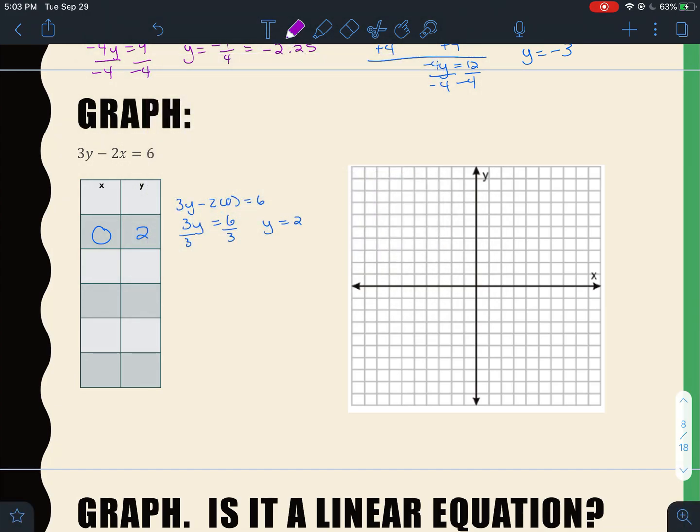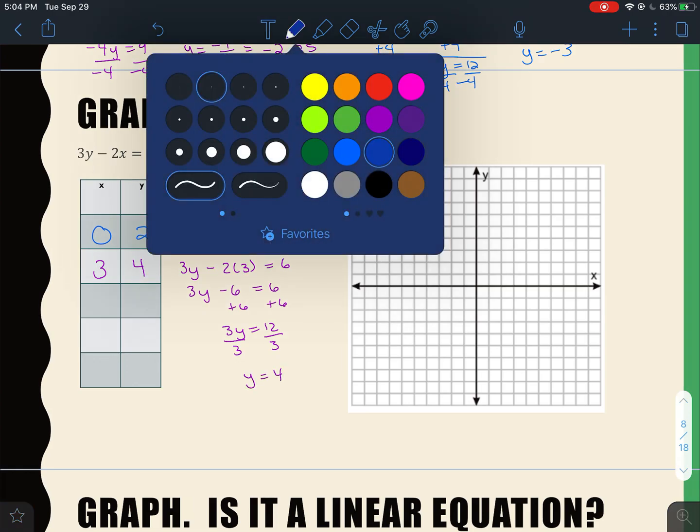Let's pick, what if x is 3? So we would have 3y minus 2 times 3 equals 6. So we have 3y minus 6 equals 6. Add the 6 over. And 3y is going to equal 12. Divide by 3, and y is going to be 4.